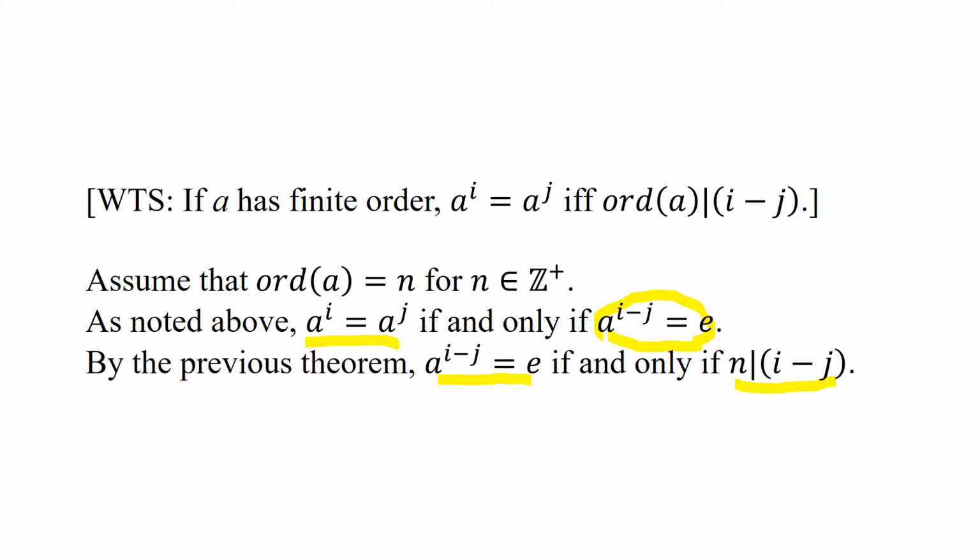Now, for those of you who have had number theory or are familiar with this notation, we can rewrite this by saying when A has finite order N, then two powers of A are equal if and only if their exponents are equivalent modulo N. This is the same as saying that N is a factor of I minus J. So we see that when we're dealing with an element of finite order, when we're dealing with the exponents, we're working modulo N. This is as if we're working in Z mod N.